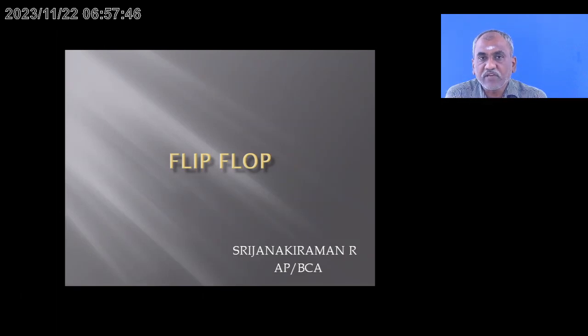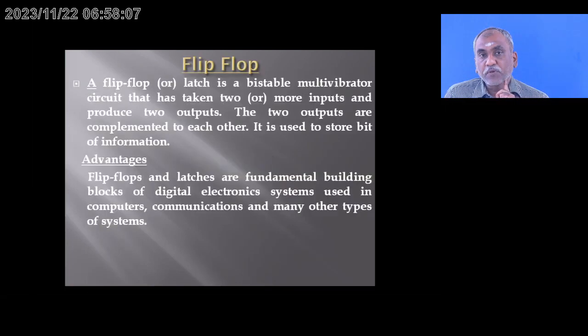In this class session, we are going to be discussing flip-flops, Unit 2. In the earlier Unit 1, we discussed gates, right? So what's the main difference between a flip-flop and a gate? A gate takes 2 or more inputs and produces a single output. But a flip-flop takes 2 or more inputs and produces 2 outputs. The main difference is that a gate produces 1 output and a flip-flop produces 2 outputs.